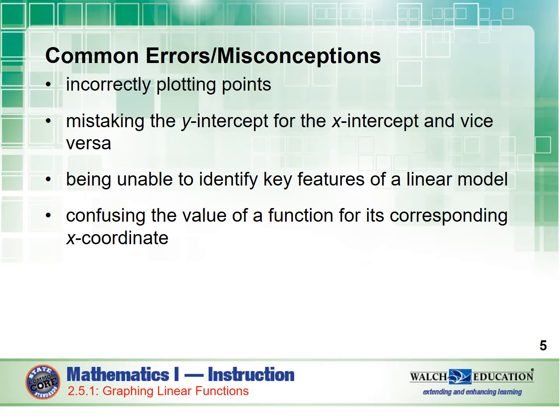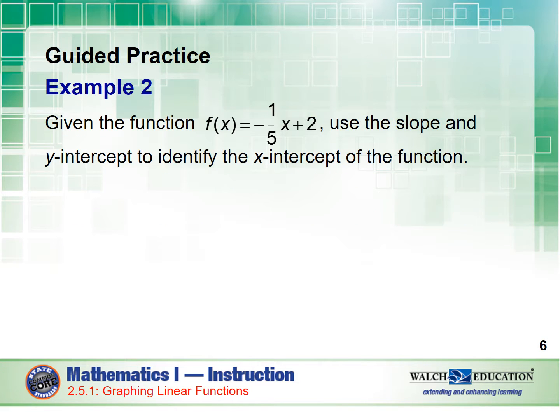So, common errors and misconceptions: incorrectly plotting points, mistaking the y-intercept for the x-intercept and vice versa. So really make sure that you understand your axes on the graph, which one is the y-axis, which one is the x-axis. Another error is being unable to identify key features of a linear model, or confusing the value of a function for its corresponding x-coordinate. So we're going to do a couple of examples where we figure out what the x-intercept is and what the y-intercept is by plugging in for 0. We're going to do some where we look at the graph. Example number 1 we'll do together in lesson.